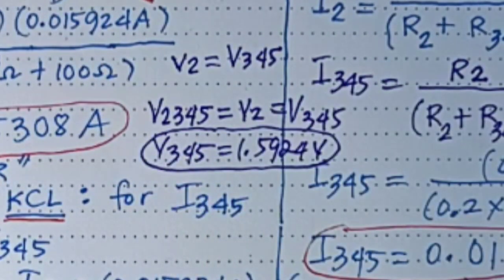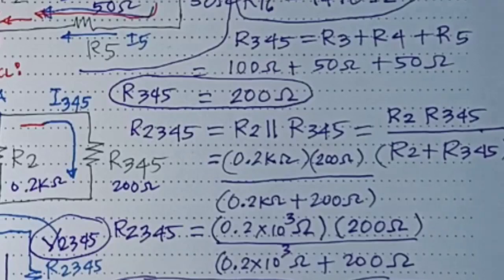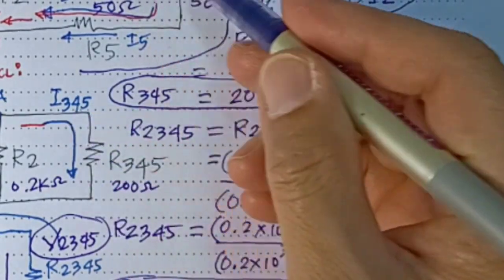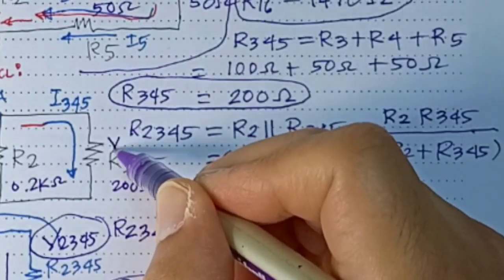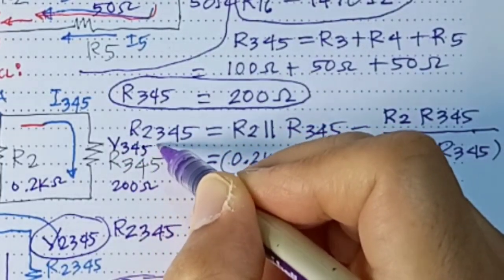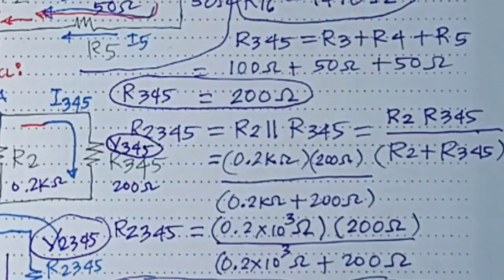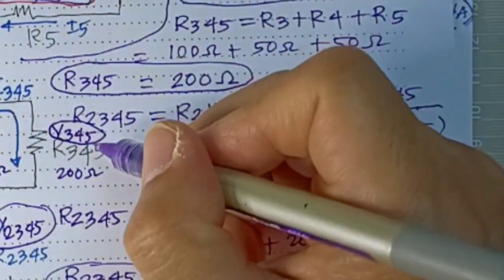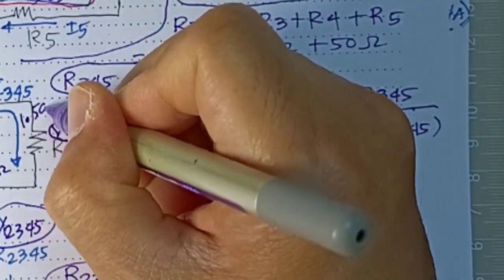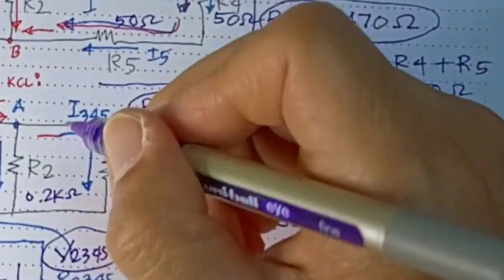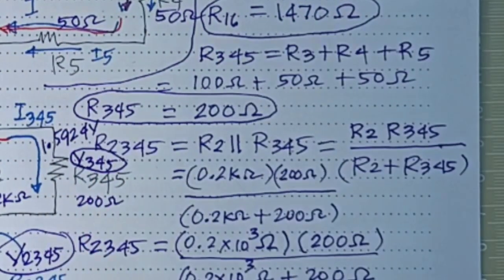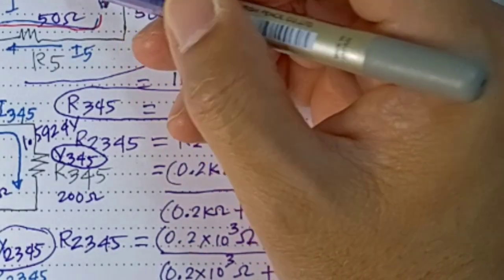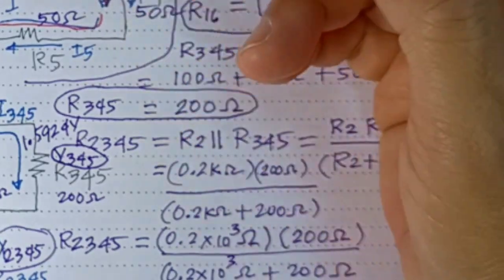Now, this V345, we will use this in our original circuit because, as you can see here, the R345 is the combination of the series of R3, R4, and R5. Therefore, there will be a voltage here which we call V345. And I already know the V345 as 1.5924 volts already. And that will be the total voltage of the three resistors R3, R4, and R5.